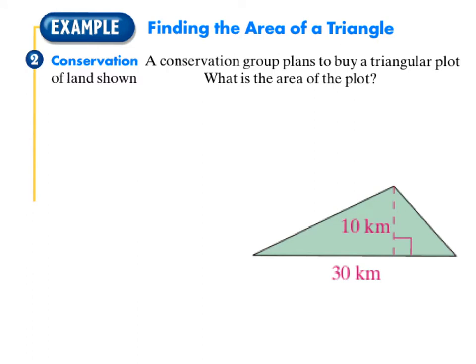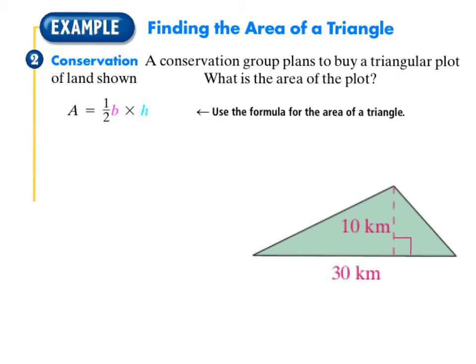Now let's look at finding the area of a triangle. Say you're part of a conservation group, and your conservation group plans to buy a triangular plot of land shown. What is the area of the plot going to be? So first we know our formula for finding the area of a triangle is half the base times the height. So we have A equals half B times H.